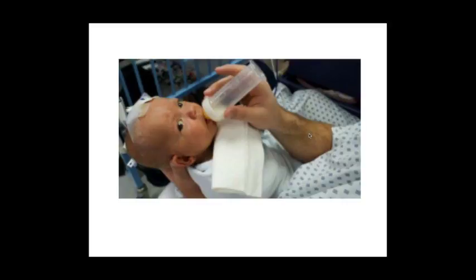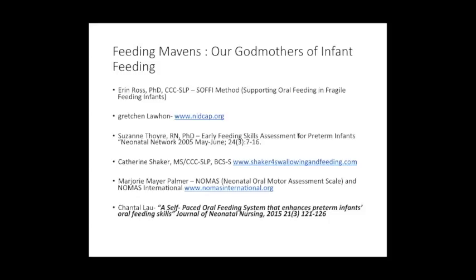You don't know. So here are what I consider some of my feeding mavens. These are our godmothers of infant feeding. They're the people who have developed amazing systems. And there are many more people who I've talked with at lectures who are feeding experts. But all of these people I've talked with recently, and they all have very current systems for feeding. Find any one of them, hook up with them. They will have the answers for a lot of your questions.